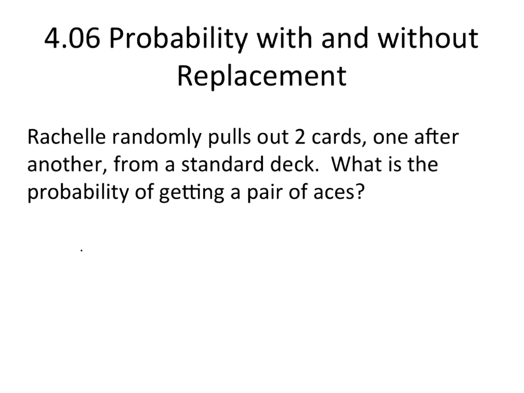It says, Rochelle randomly pulls out 2 cards, one after the other, from a standard deck. What is the probability of getting a pair of aces? So let's think about this one. Does she replace the card or does she just pull 2 in a row? She just pulls 2 in a row. So guess what that means? Without replacement. She did not put her first card back. She pulled one, and then she pulled another one. Everybody okay with that idea?